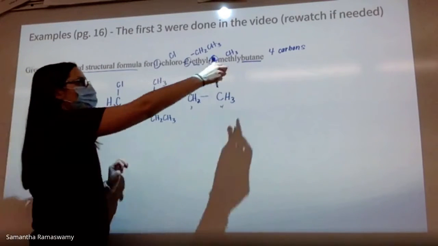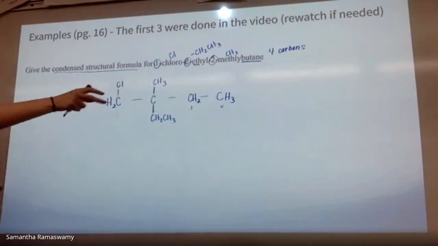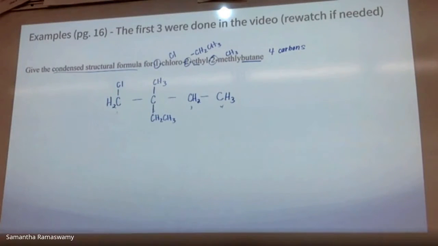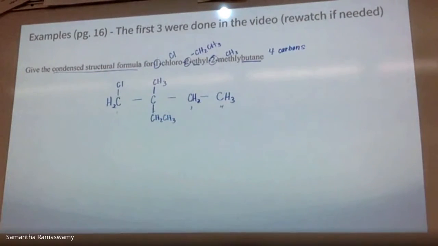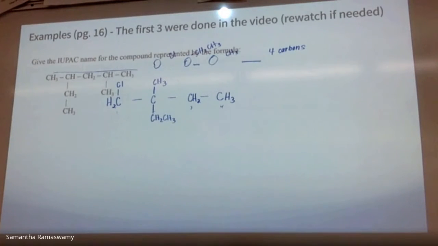So start kind of working backwards. Start with your parent chain and then go back and add all of your substituents. Questions on this one? As we go through, if you have questions, just stop me as we're going through these.